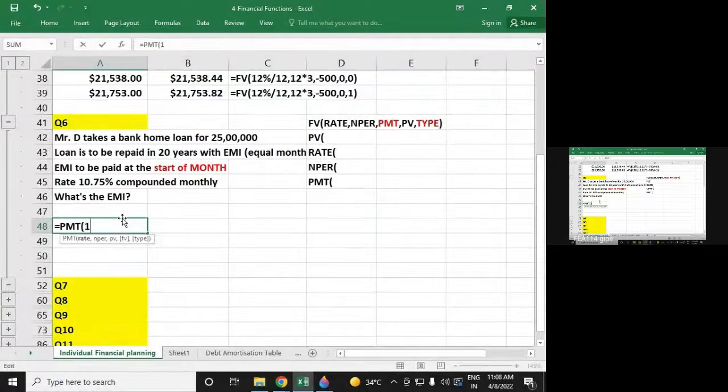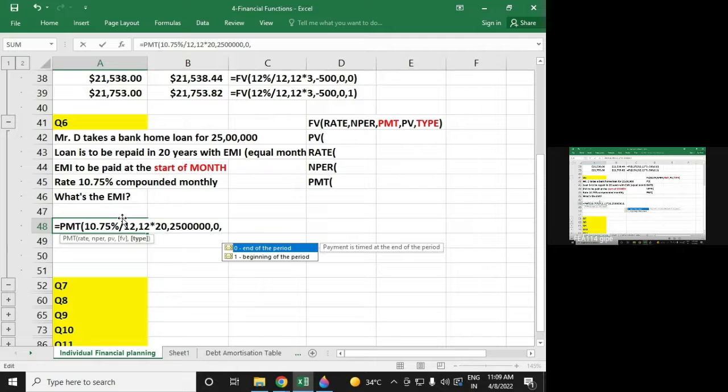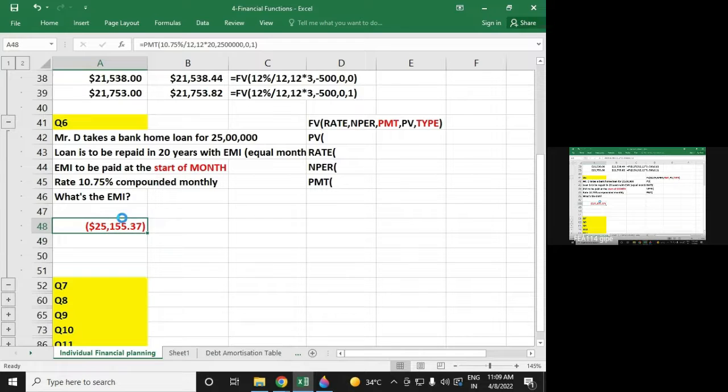Again the rate is 10.75 compounded monthly, number of months 12 into 20. PV: today how much loan are we taking? We are taking a loan of 25 lakhs, and at the end the loan will be 0. And type: when are you paying the installment, at the start of the year. So type is 1.